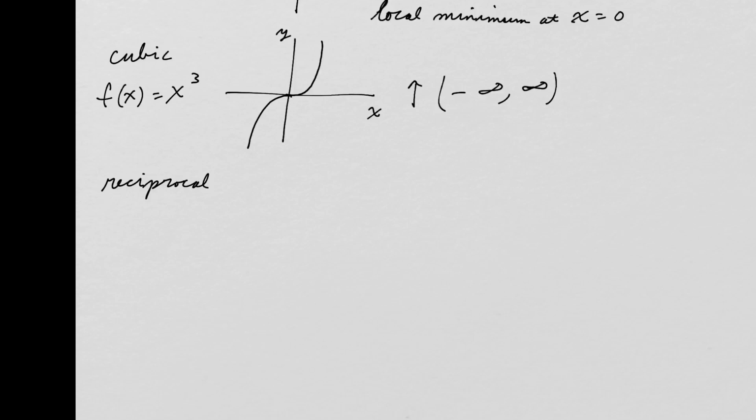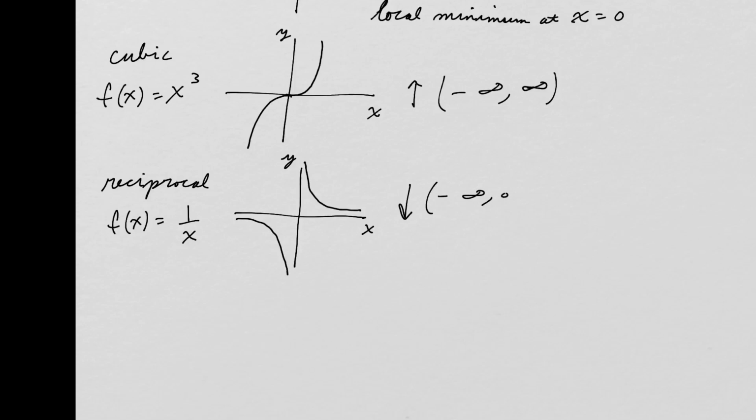Then we had reciprocal. That was f of x is 1 over x, or x to the negative 1. I'll just leave it as 1 over x. That looked like this. It was like a hyperbola, right? So here it's decreasing from negative infinity to 0, but it's undefined at 0, so the union. And again, it's decreasing from 0 to infinity.